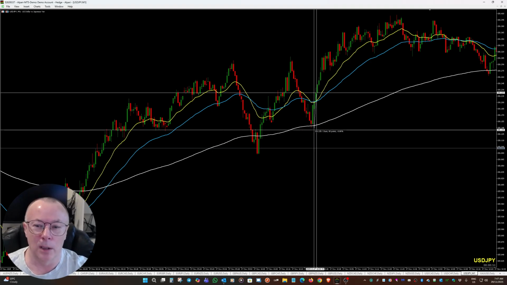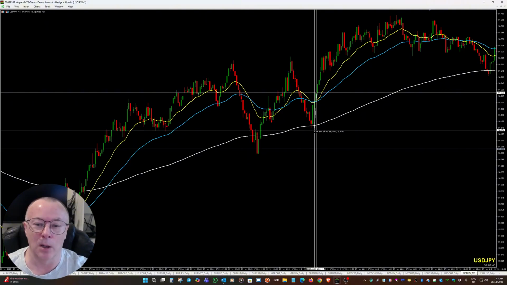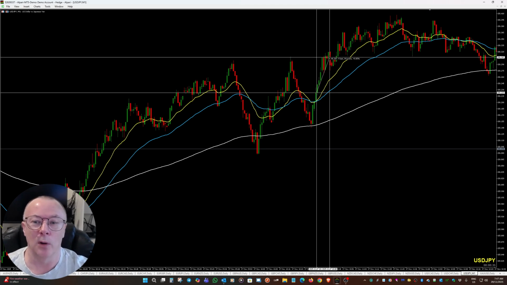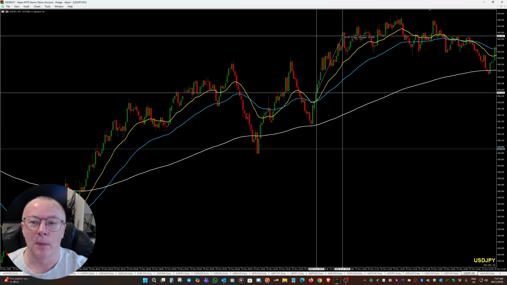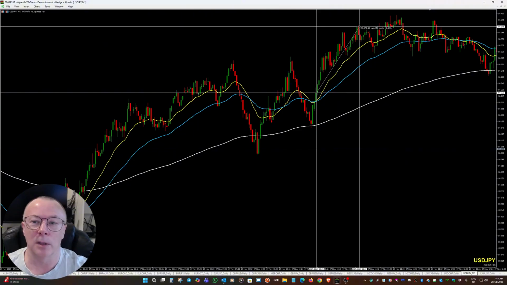We've got a 9 pip stop loss, possibly even 8 pips. Let's say 9. So 9 and 4.5 is 13.5, so let's say 14 pips take profit, or even 15. So if we went for 1.5 R, that would have been a win as well.